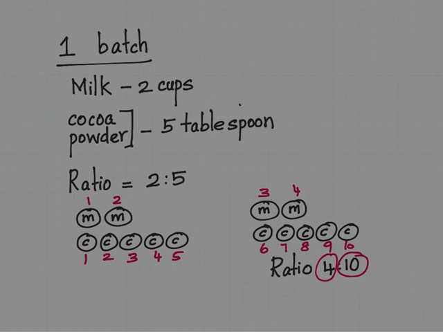So for 2 batches, we double the first batch and we get the ratio. That will be an equivalent ratio for the first ratio. And then if we need to triple it, we again make one more batch. So each number in the first ratio will be multiplied by 3, so that we get the third ratio. The third ratio also will be an equivalent ratio.